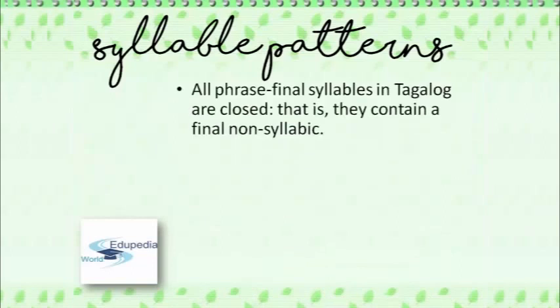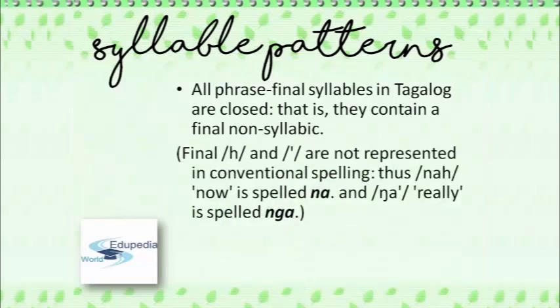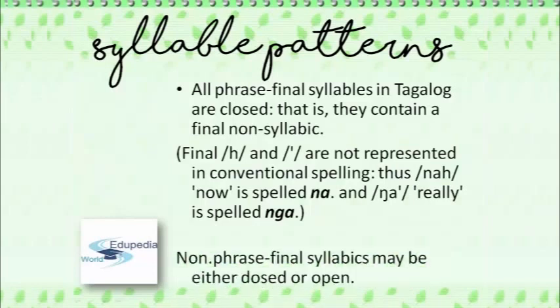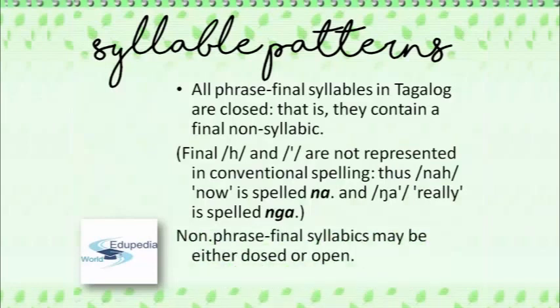All phrase-final syllables in Tagalog are closed, that is, they contain a final non-syllabic and final H, and this symbol is not represented in the conventional spelling. Thus na, now, is spelled na, now, and nga, really, is spelled nga. Non-phrase-final syllabics may be either closed or open.